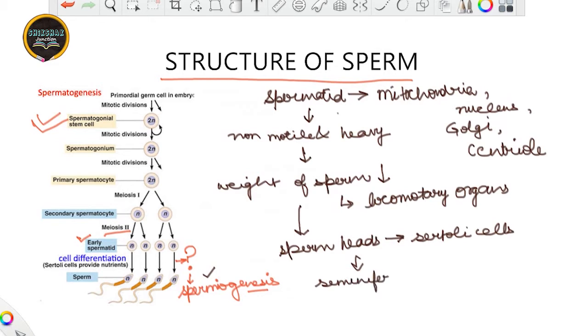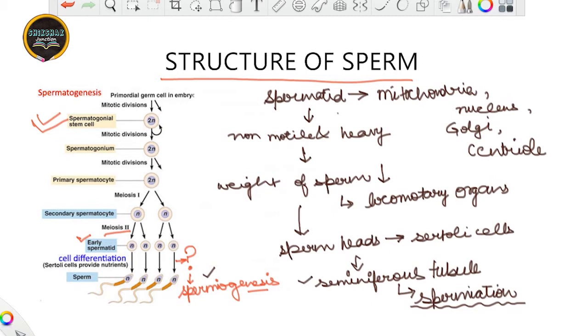The sperm heads finally get embedded into the structure that is known as the seminiferous tubule. So this sperm head after spermiogenesis becomes embedded into the seminiferous tubule, and then it leads to the release of the sperm, and that process is known as spermiation. This is also an important point that you must remember. What is spermiation? When after spermiogenesis the sperm heads become embedded into the Sertoli cells and are released from the seminiferous tubule, then the process is known as spermiation.